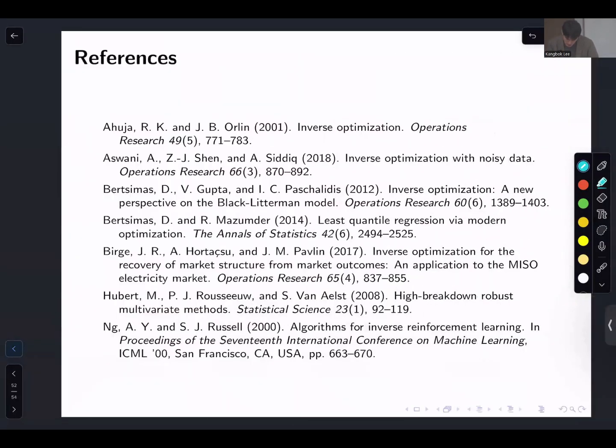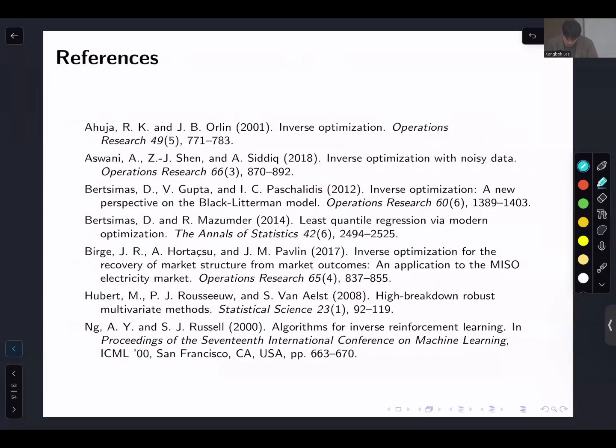Okay, so there are some references that cover some seminal papers in inverse optimization. That also includes IRL papers at the end. Okay, so with that, I'm going to move on to lecture 4.